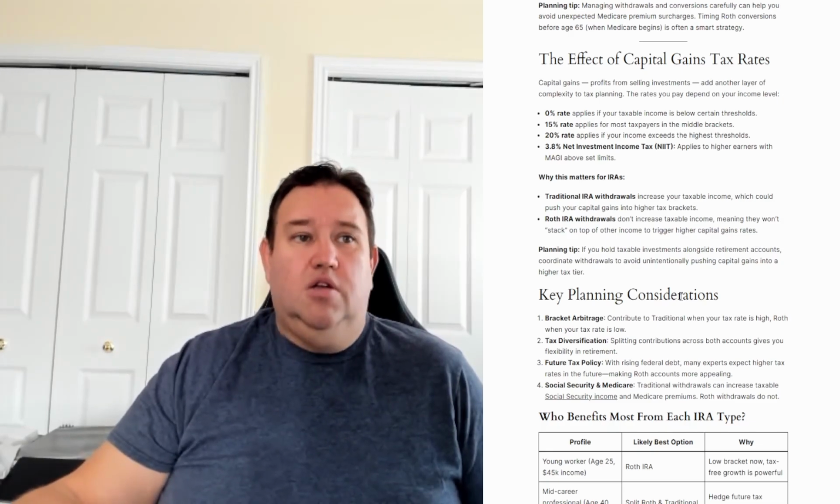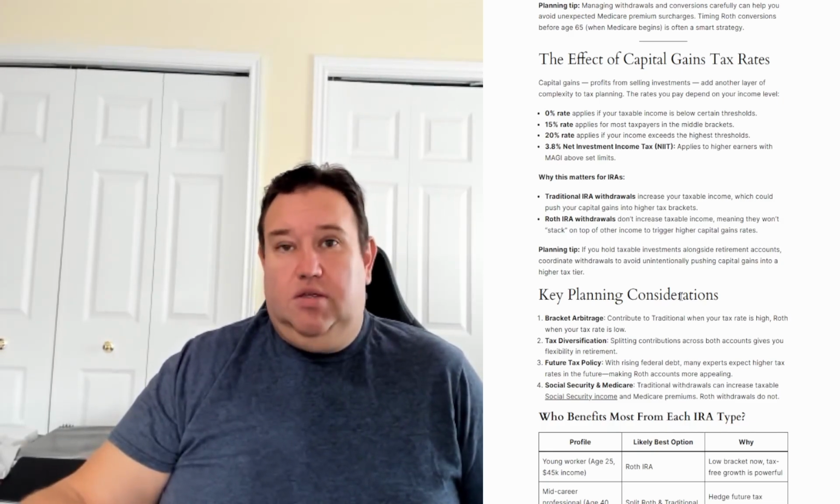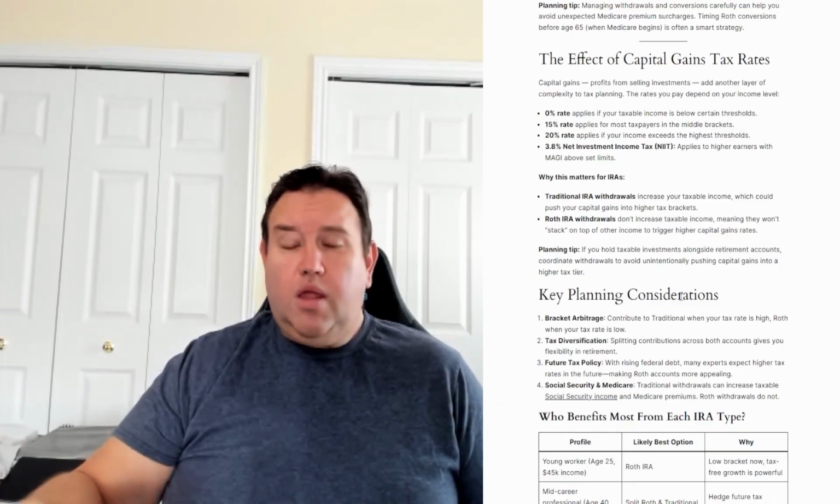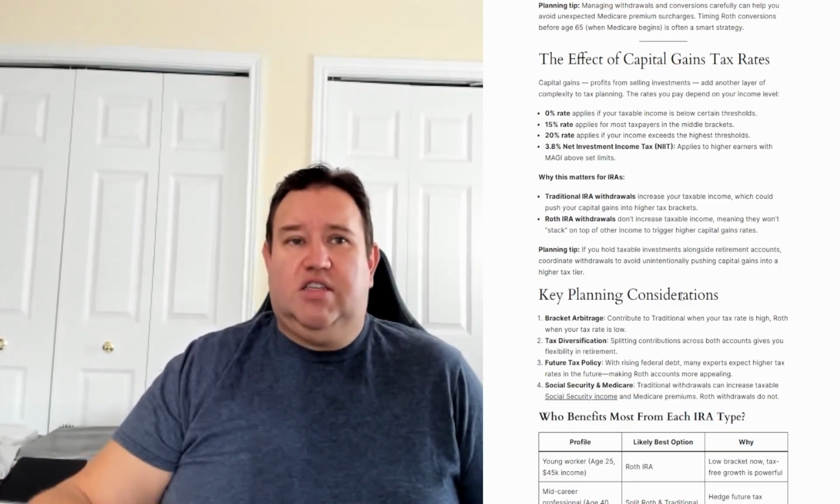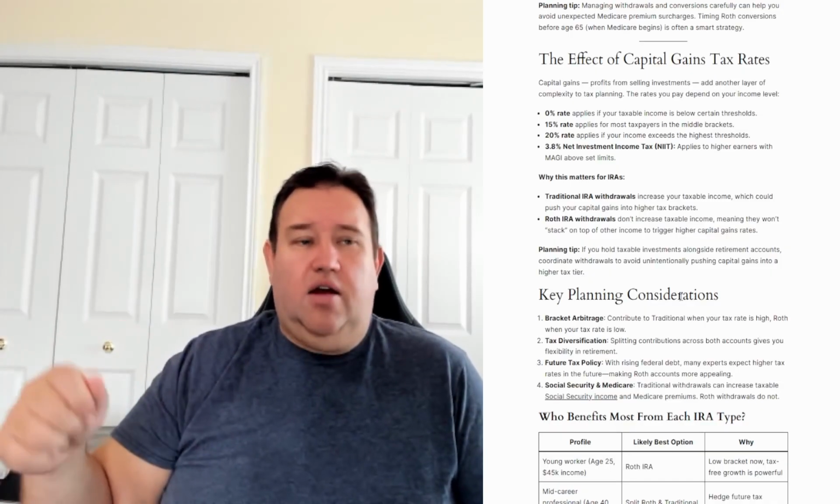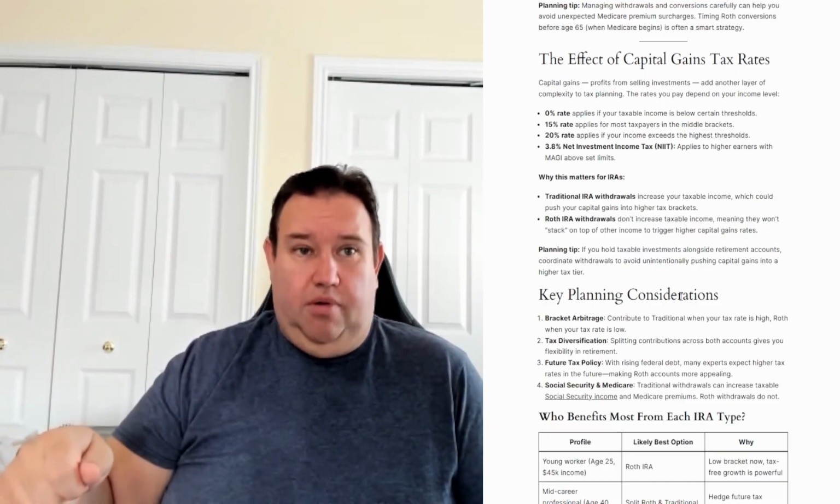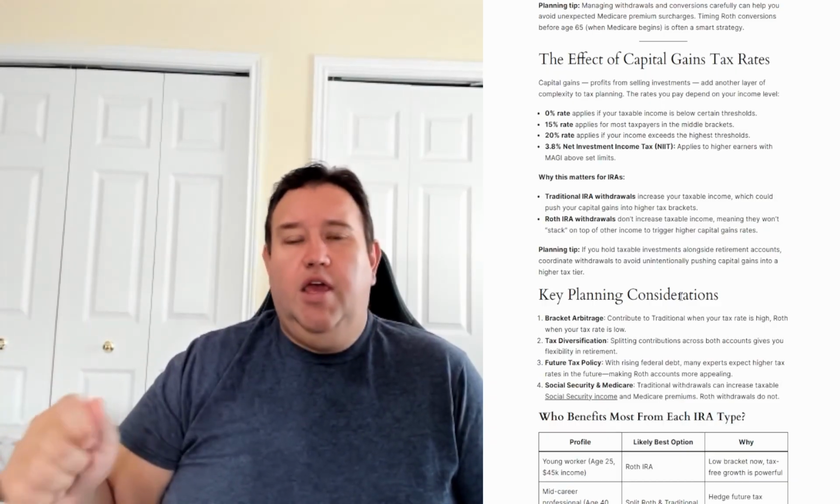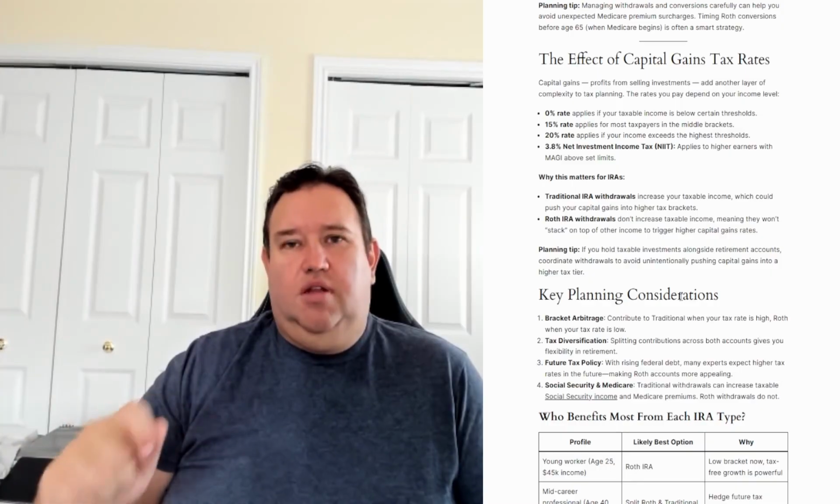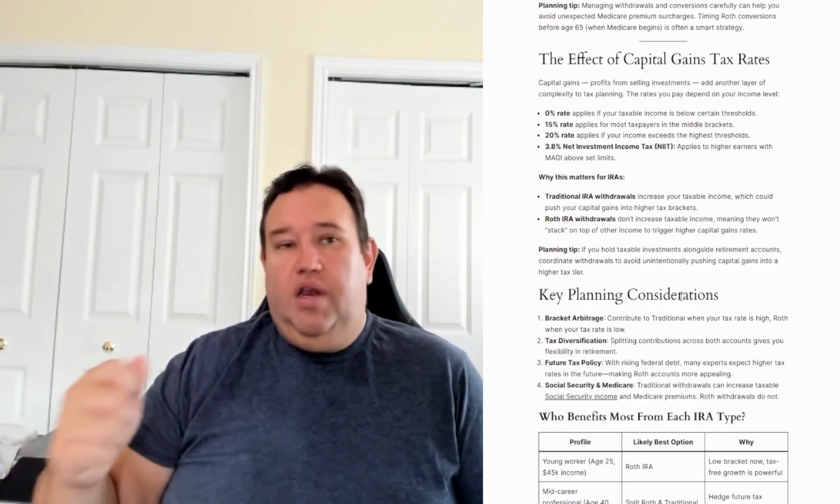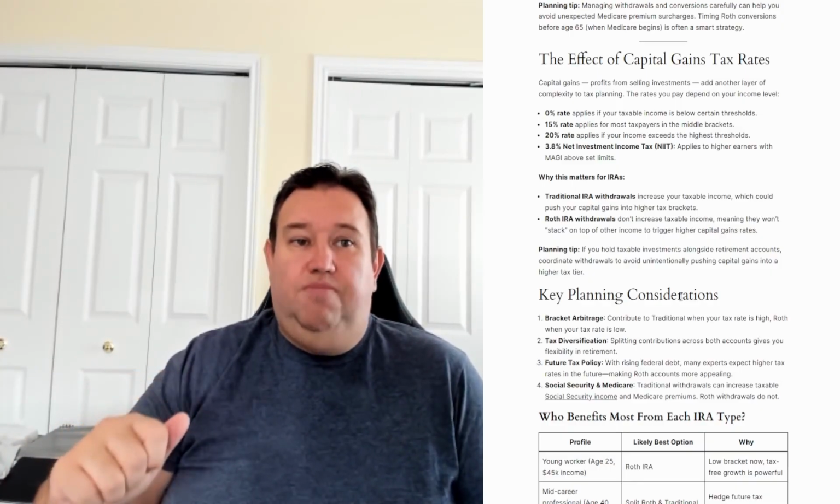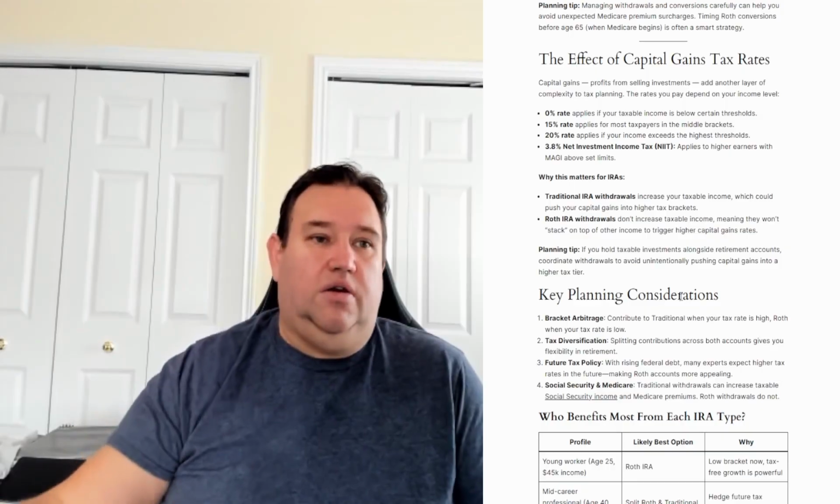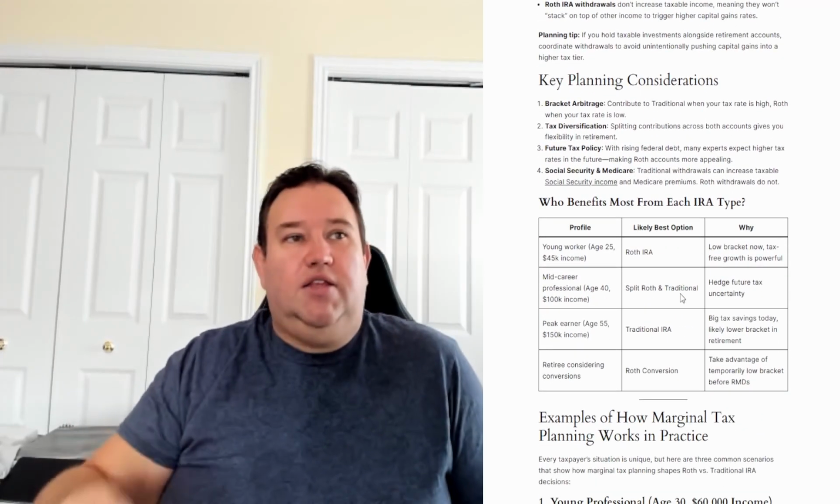Why this matters. Traditional IRAs increase your taxable income, which could push capital gains into a higher tax bracket. Roth IRA withdrawals don't increase taxable income, meaning they won't stack on top of other income to trigger higher capital gains rates. Planning tip: if you hold taxable investments alongside retirement accounts, coordinate withdrawals to avoid unintentionally pushing capital gains into a higher tax tier. So, those are some key tax planning tips.